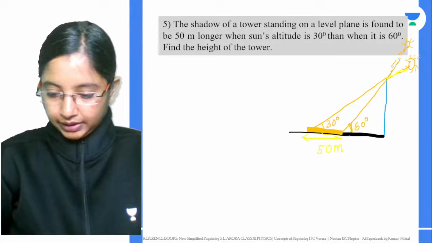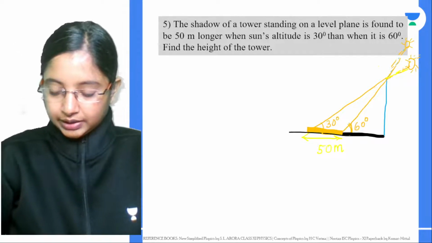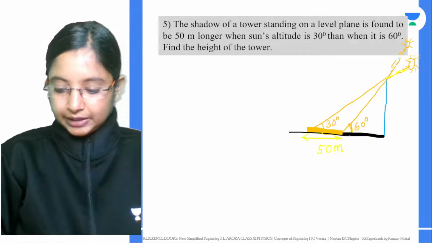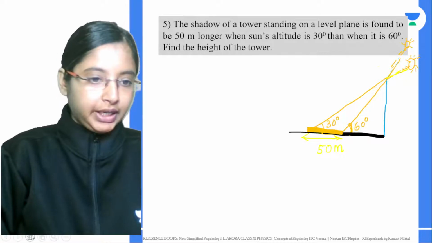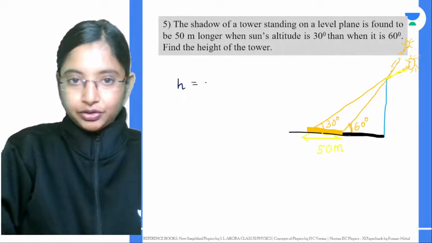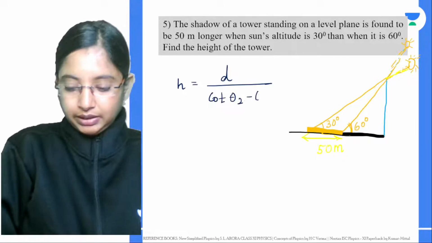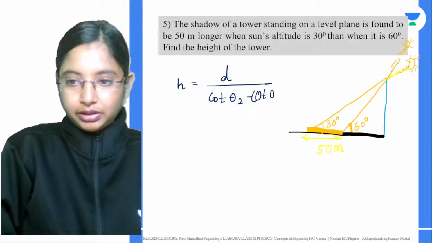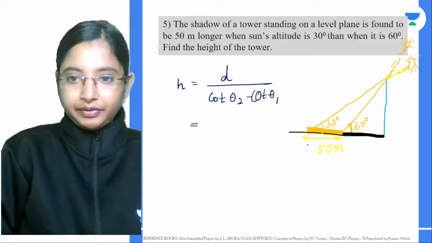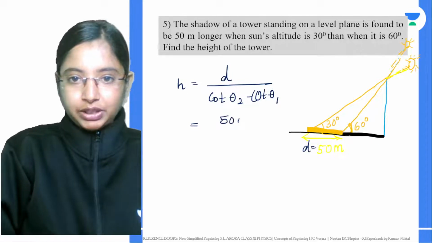Okay, let's see that. What about you guys? Do you agree with the same? Let's see the distance. In this case, we know this distance d is given. Now to find the height of the tower, we have to use the formula: h is equal to d divided by cot theta 2 minus cot theta 1. D is given as 50 meters, the distance between these two points.